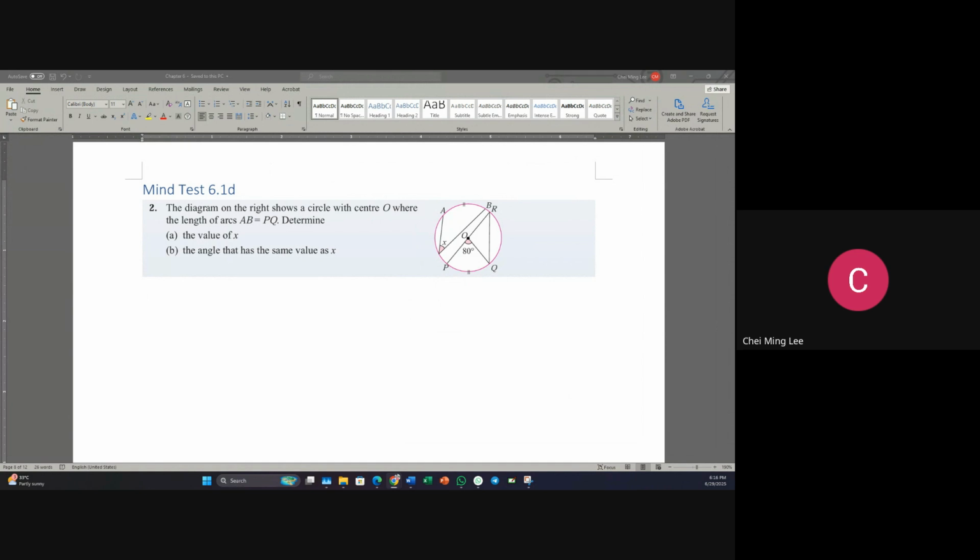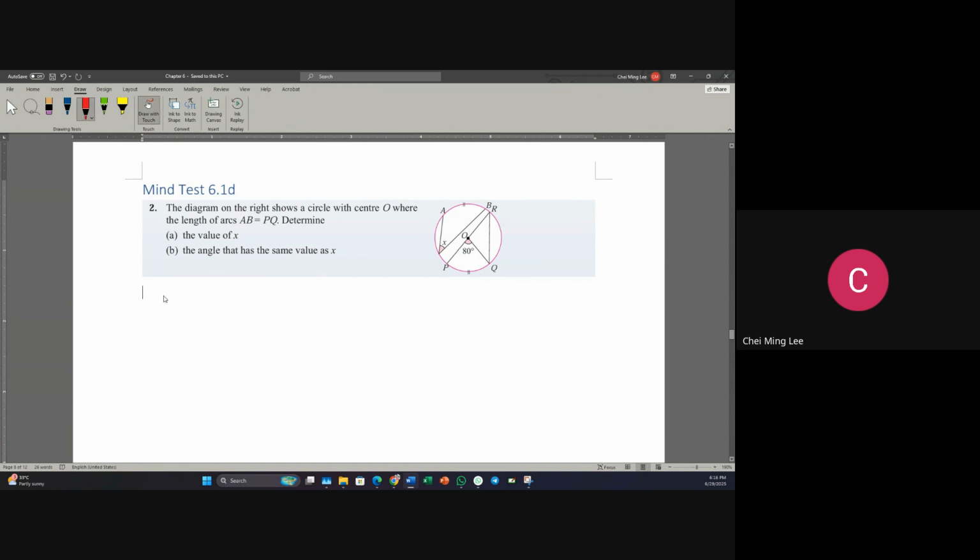Right now, the diagram on the right shows a circle with center O, where the length of the arc AB equals PQ. Determine the value of X. Now, AB and PQ are the same. So from here we can say the angle of PRQ is equal to 1/2 times angle of POQ. Correct? So this one you will get 1/2 times 80, which is 40 degrees.